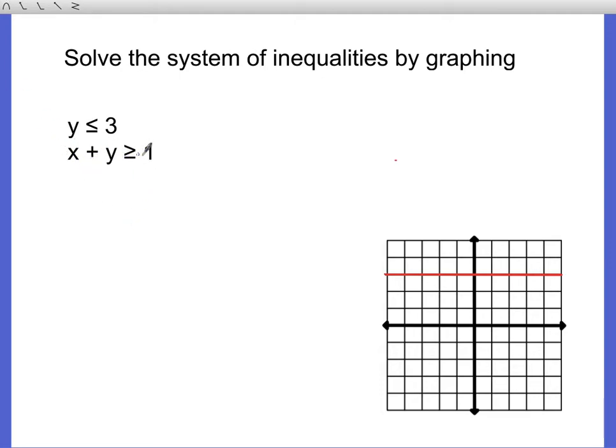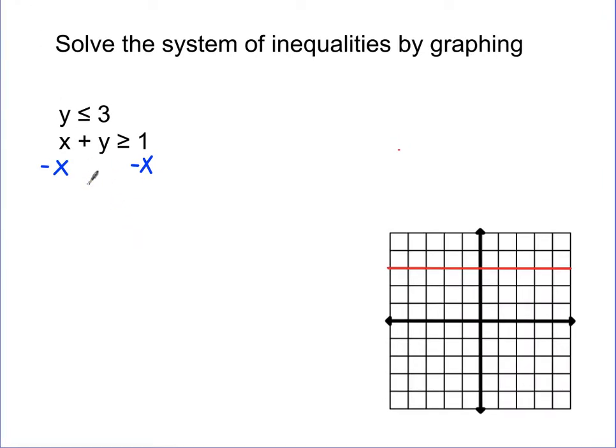This one is not in slope-intercept form, so I need to put it in slope-intercept form so I can graph it. That would be y is greater than or equal to negative x plus 1.